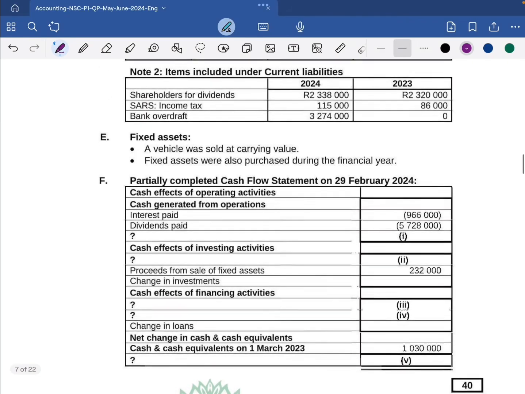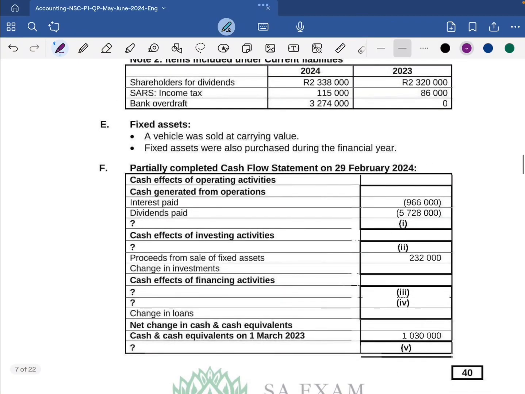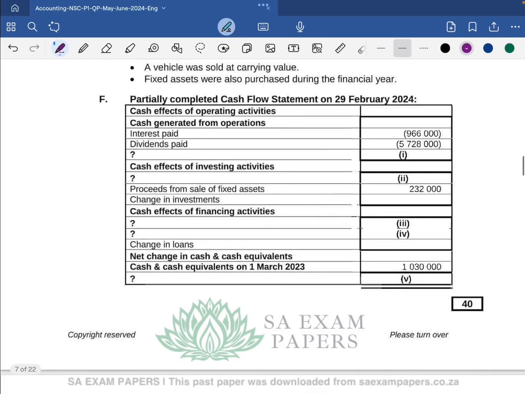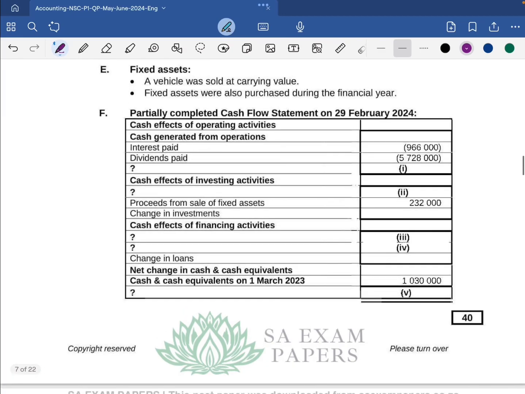And then information E is talking about fixed assets, whereby we have a vehicle that was sold at carrying value and fixed assets that were also purchased during the financial year. And then F, we have a partially completed cash flow statement. So there we have quite a few amounts. If we could look, there's interest paid, dividends paid, and so on and so forth.